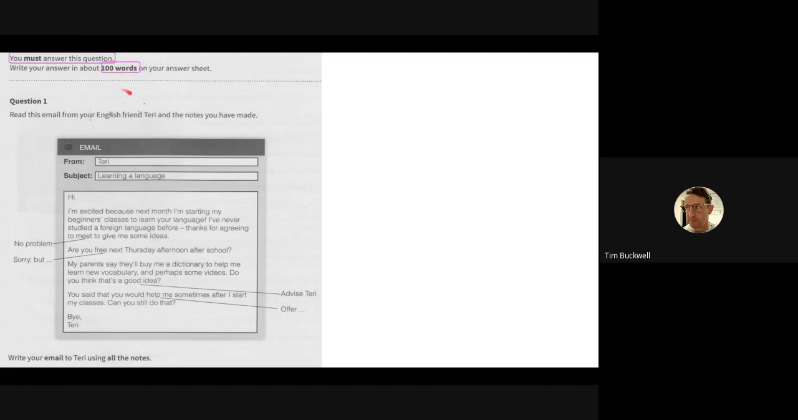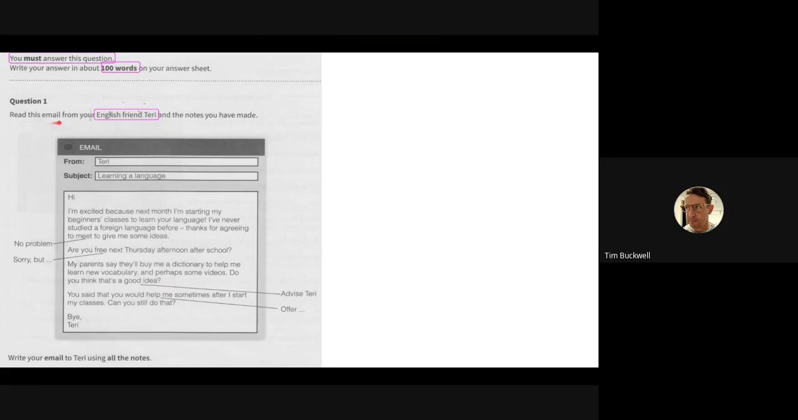You must write your answer in about 100 words. Really, you don't want to be writing much less than 100 words. And I would recommend that you don't write much more than 110, 115 words maximum. So this is important. We're writing an email and we're writing about 100 words.